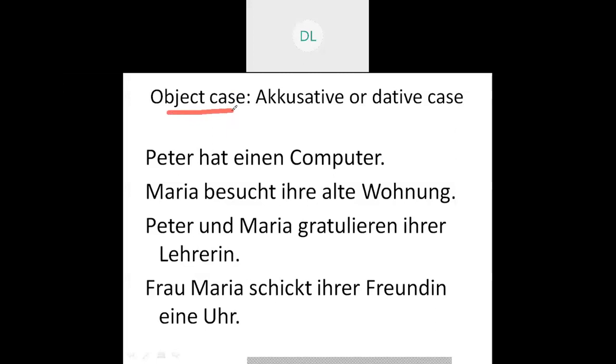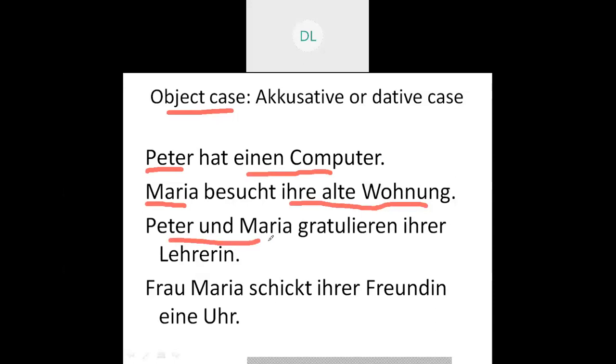So let's check first this slide, a bit of revision of subject and object. The first sentence, Peter hat einen Computer. So Peter is the first identity, the main identity, that's the subject, einen Computer, another identity, that is your object. On the same grounds, Maria besucht ihre alte Wohnung. Besuchen is to visit. So Maria visits her old flat. First identity, Maria, ihre alte Wohnung, second identity, and that is an object.